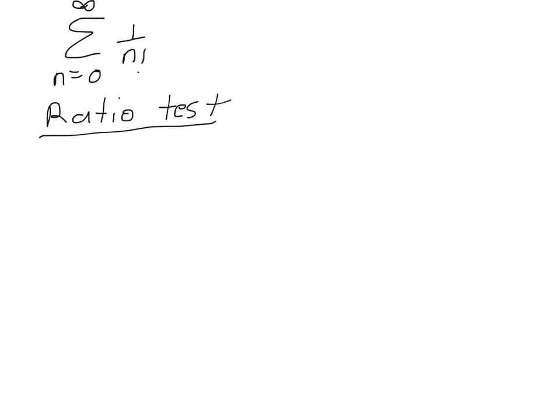So now let's use the ratio test to determine if the sum from n equals 0 to infinity of 1 over n factorial converges or diverges. We already know that this series converges, but we want to prove that this series converges, this time using the ratio test. So in order to perform the ratio test, I'm going to evaluate the limit as n goes to infinity of the absolute value of a of n plus 1 over a of n. I don't need the absolute value bars in this particular example because all of the terms are positive, so the absolute value bars would be redundant.